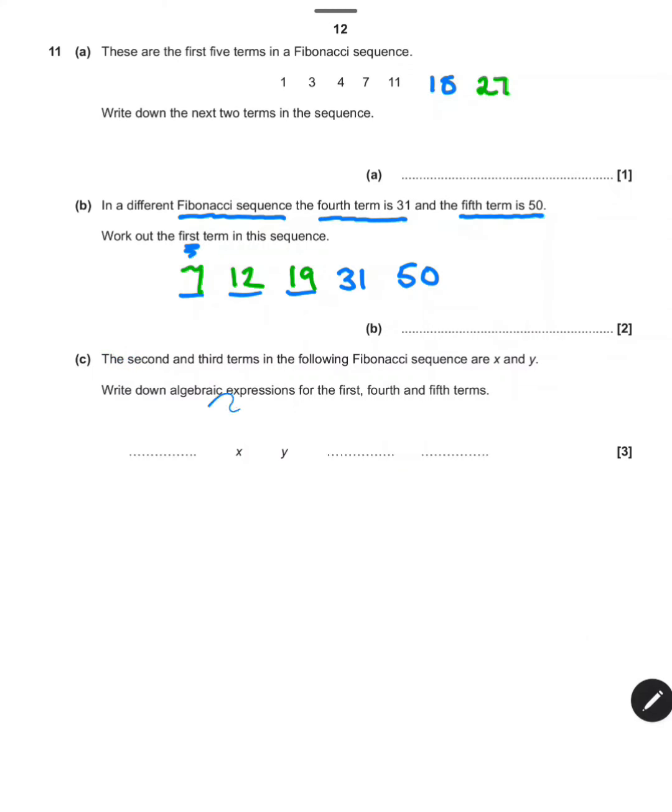Part C, we've got the second and third terms of another Fibonacci sequence, and we've been told that they're x and y, and then we want algebraic expressions for the other terms. Well, these two terms will add together to make this term, so we can just write x add y. These two terms will add together to make the next term, so you can write x add y, or x add 2y is probably better.